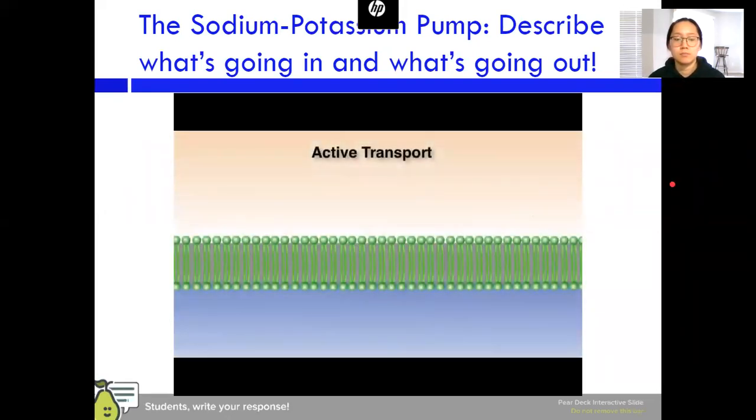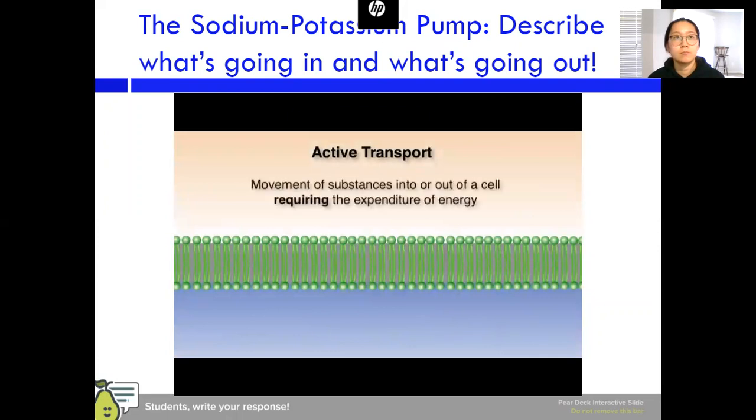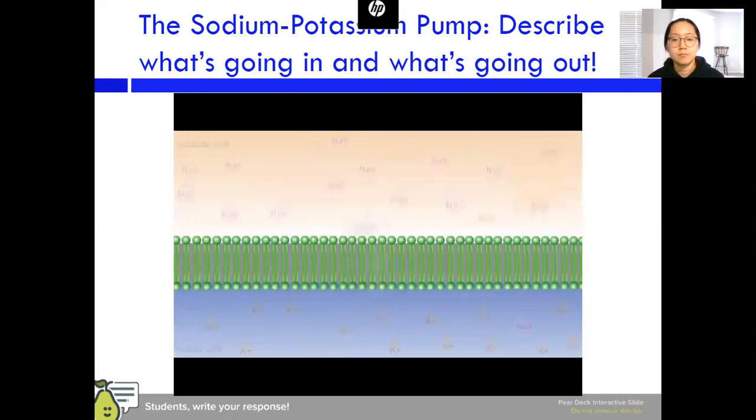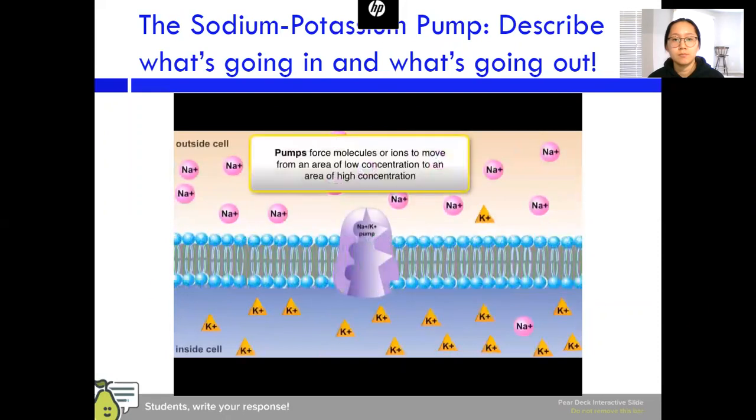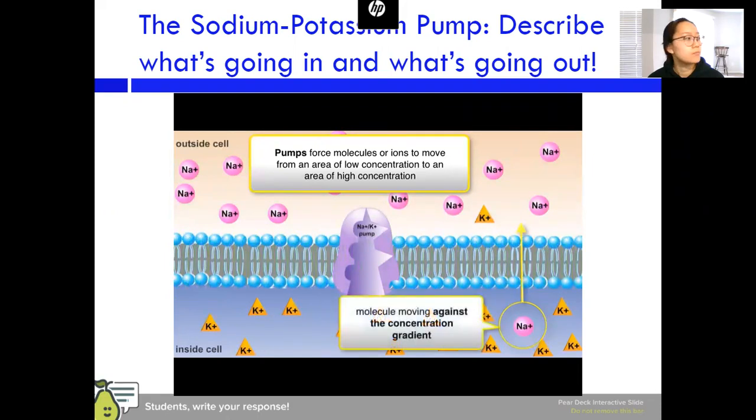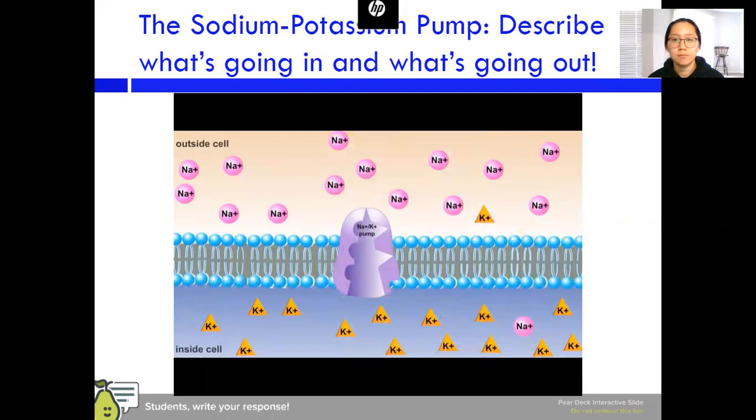Active transport is a type of cell transport that requires the input of energy in the form of ATP. The proteins that conduct this form of transport are often called pumps because they force molecules or ions to move from an area of low concentration to an area of high concentration. This is commonly referred to as against the concentration gradient. One of the more common examples of active transport is the sodium-potassium pump. The job of the sodium-potassium pump is to move sodium ions, or Na+, out of the cell, and potassium ions, or K+, into the cell. Let's take a closer look at how this happens.